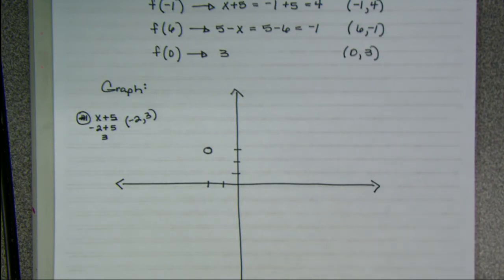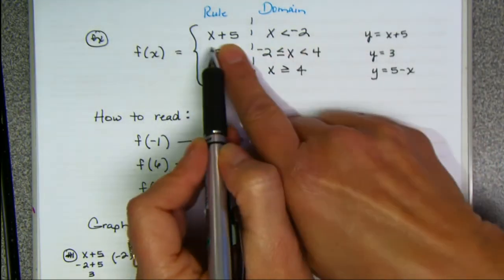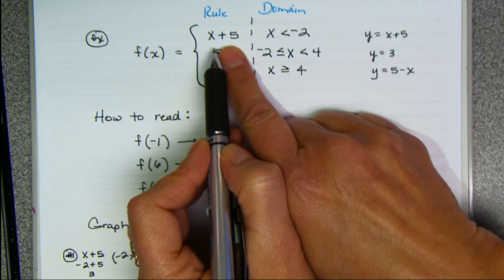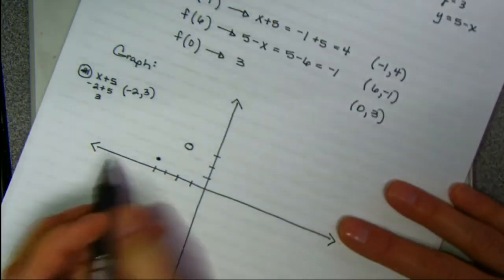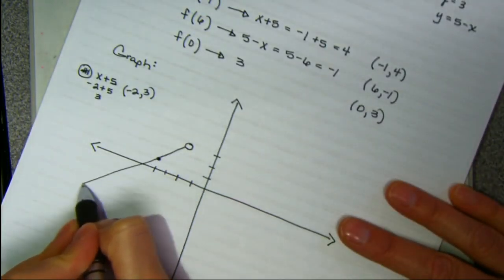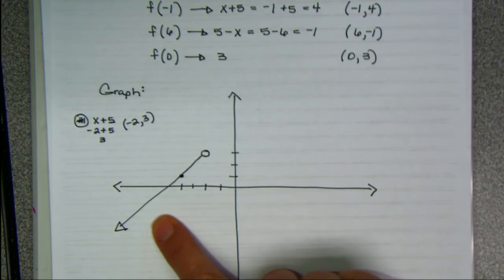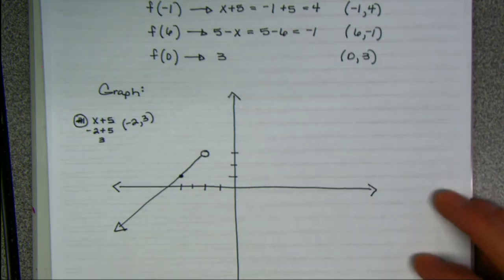Now, you can plug and chug some more numbers. If you wanted to put in a number smaller than -2, like say -4, what would your output be? One. -4 plus 5 is 1. So you could go -4, 1, and you know that point is on there. And once you have 2 points, so this is the graph of that first function. All right? Now we're going to do the next function.